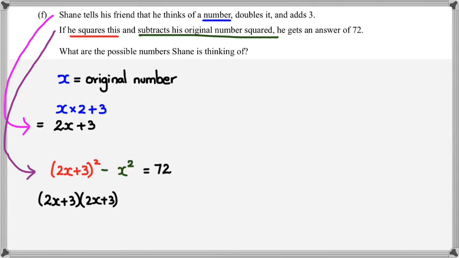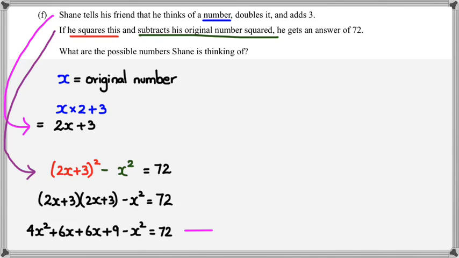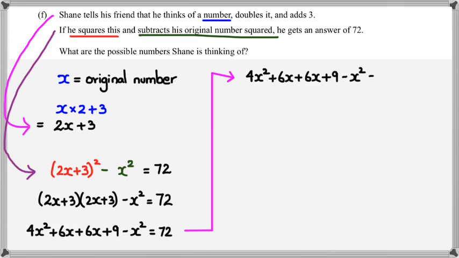So we've got 2x plus 3 and 2x plus 3, because they're squared, we're multiplying them by each other, minus x squared equals 72. So expanding the first two brackets, we're going to have 4x squared plus 6x plus 6x plus 9. And take away x squared, we're going to end up with 72. So from here, I'm going to start simplifying this, guys. 4x squared minus x squared, that's going to be 3x squared. 6x and 6x is 12x, plus 9.